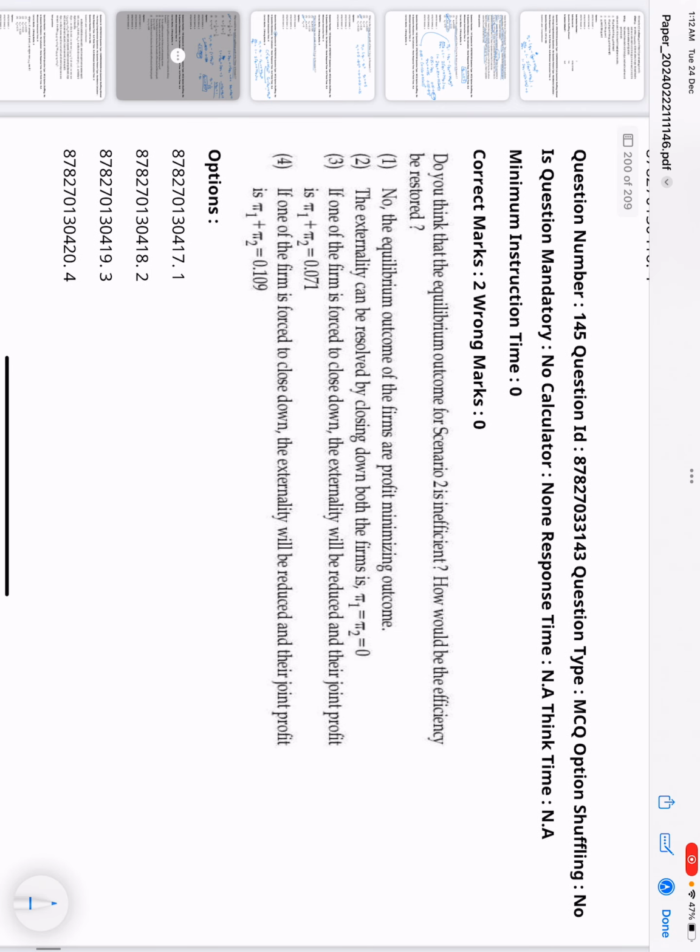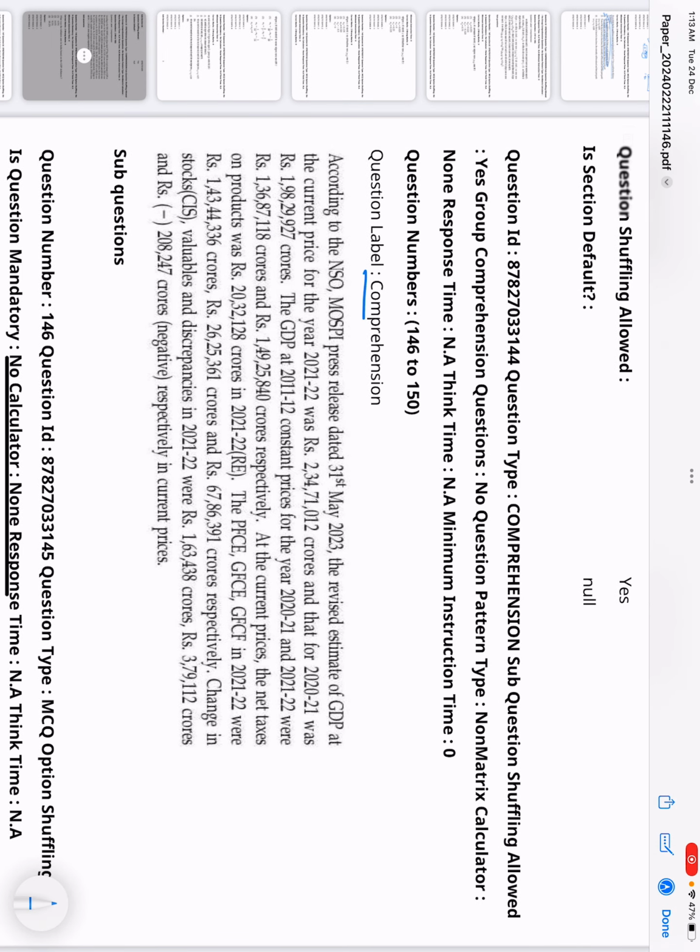Now moving on to the next question. Do you think that the equilibrium outcome for scenario 2 is inefficient? How will the efficiency be restored? Now the first is no, the equilibrium outcome of the firms are profit maximizing outcome. Okay, this is possible. The externality can be resolved by closing down both the firms. This doesn't make sense. If one of the firms is forced to close down, the externality will be reduced and the joint profit is this. So I'm not sure about this, but I'll guess this because it is coming out to be efficient. Okay, now moving on to the next question.